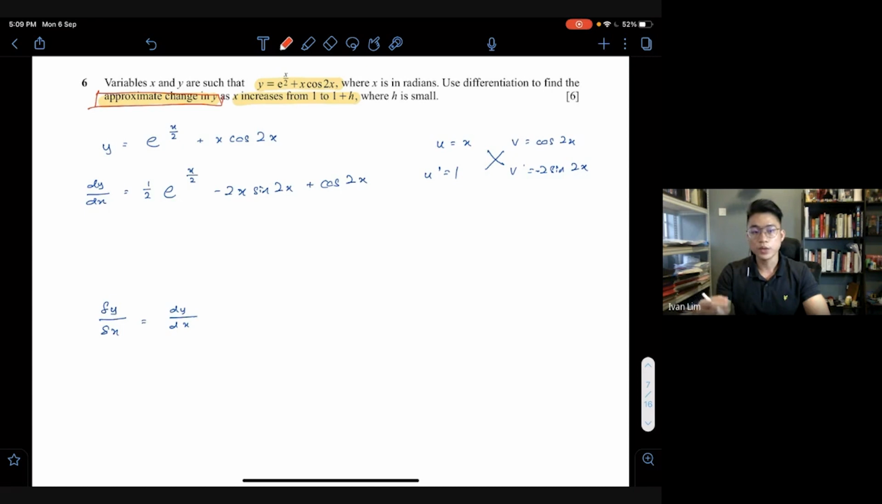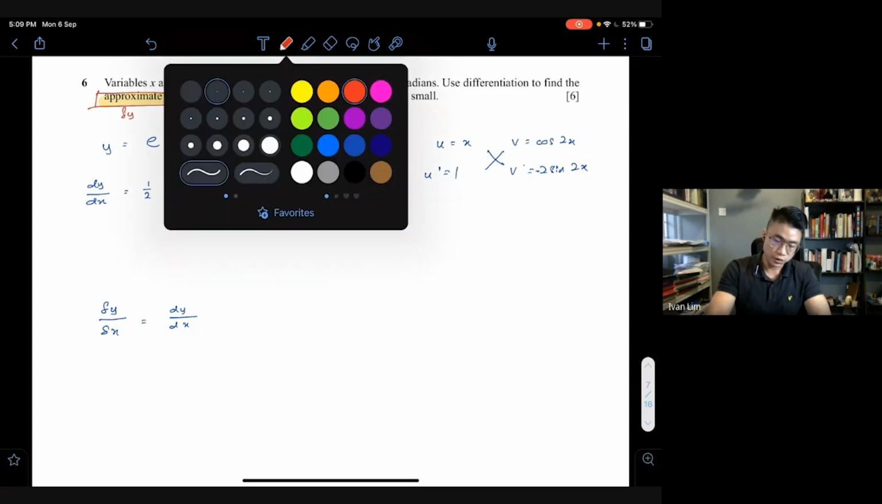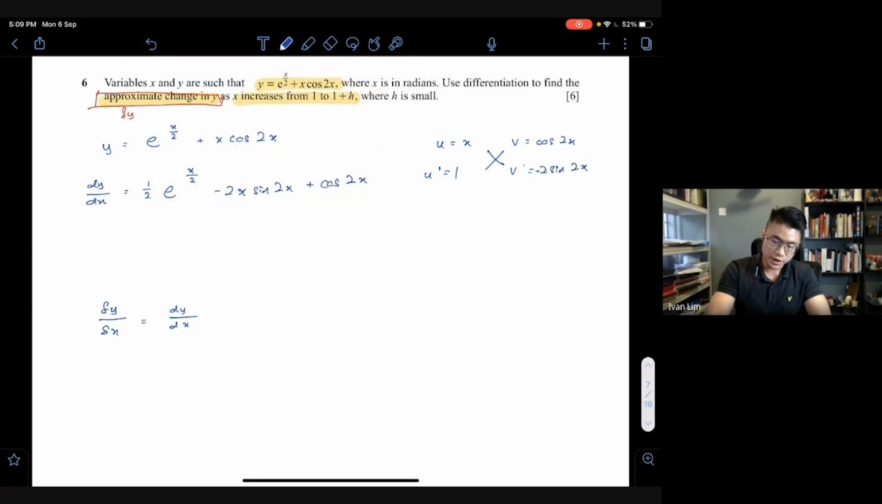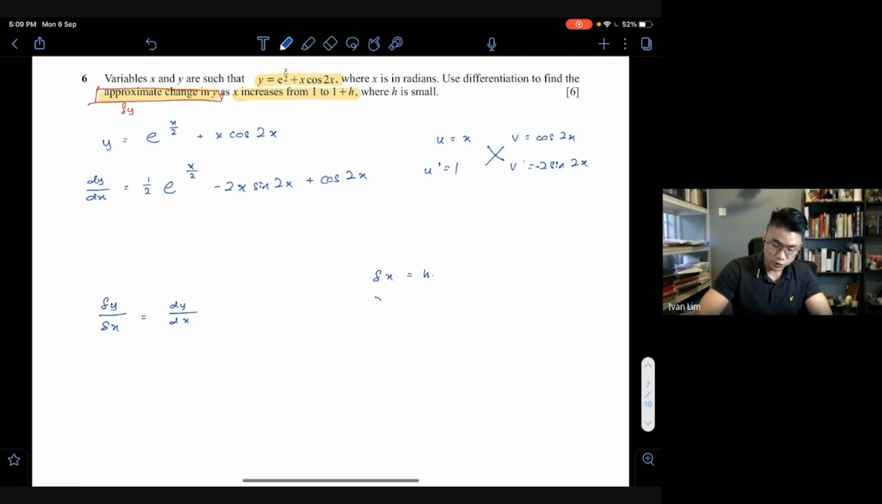So we want to find what is delta y, that's approximate change. All right, so what do we have here? They say x increases from 1 to 1 plus h. Delta x will be equal to 1 plus h minus 1, which is h. Your new x minus your original x. And then your x will always be your original x, which is 1.